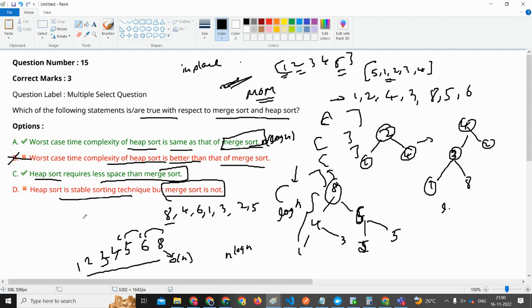Does heap allow duplicates? If it's not stable, right? Because it's similar to quicksort. What they actually do to complete heap sort, right? They don't work with the data structure. See, you have 8, 4, 6, 1, 3, 2, 5, right?